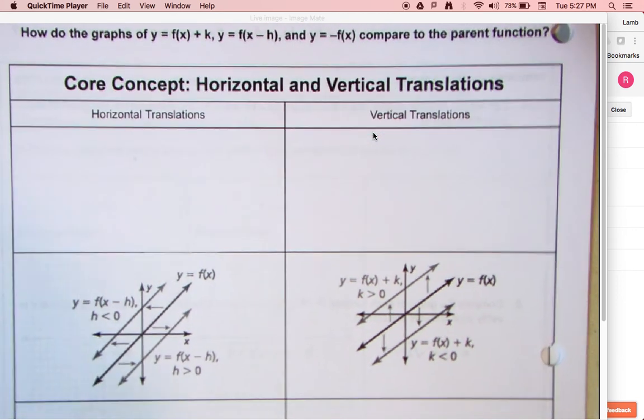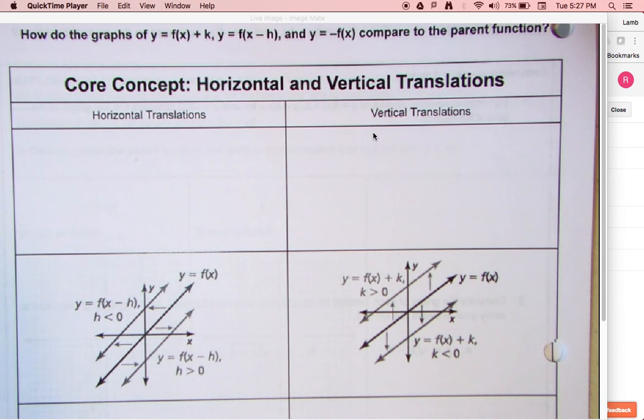All right, hello everyone. Just want to go over horizontal and vertical translations, and verify what you did in Exploration 1. What happens horizontally and vertically to a parent function, or for that matter any function, when you move it up, down, left, and right? What we looked at in the explorations, particularly Exploration 1, was how to do it graphically.